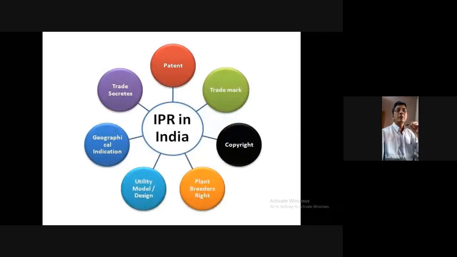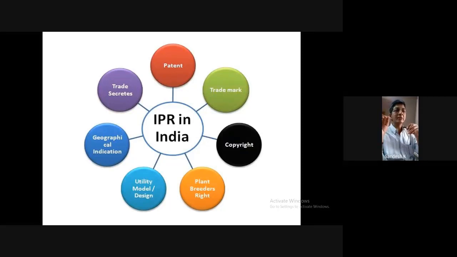There are a few types of IPR, intellectual properties, we can say, in India. Especially the patent is one. Next is the trademark. Then copyright, then plant breeder's right, then utility model or design, industrial design, we call it industrial design. GI, we call it a geographical indication, and trade secret. These are all common, almost in every country.